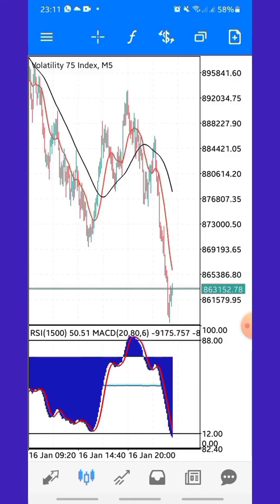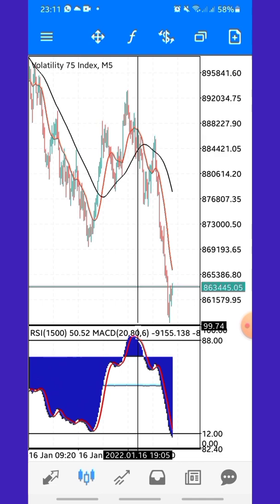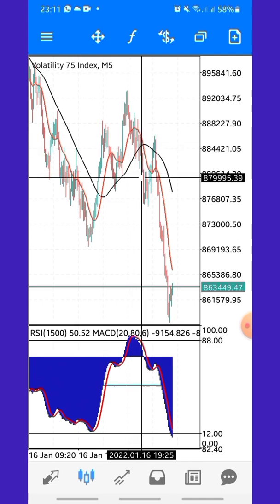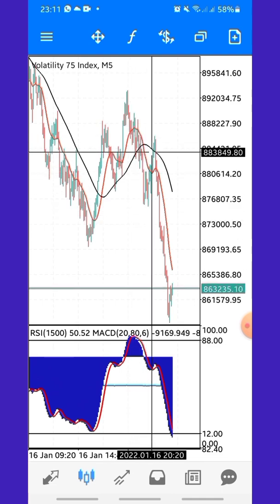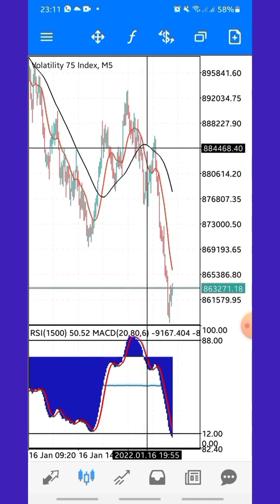This is the second version of the step index strategy, the one for the Volatility 75. I believe you still understand how this strategy works. When the RSI marks the 88 level and at the same time there is a crossover on your main chart, that is a confirmation for you to take this trade.